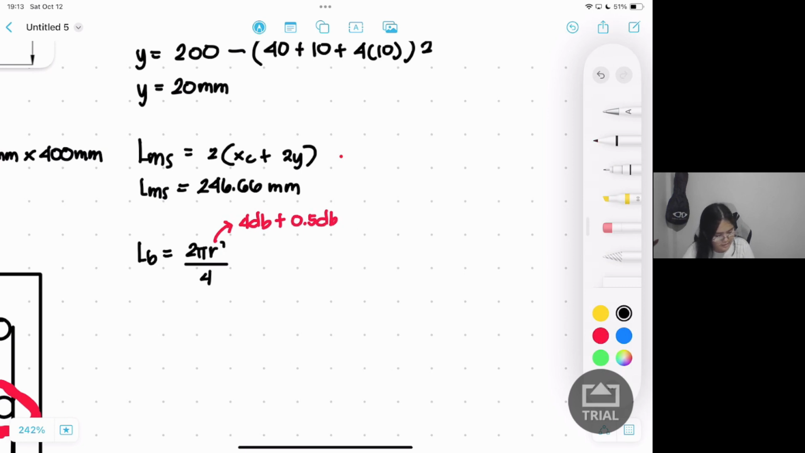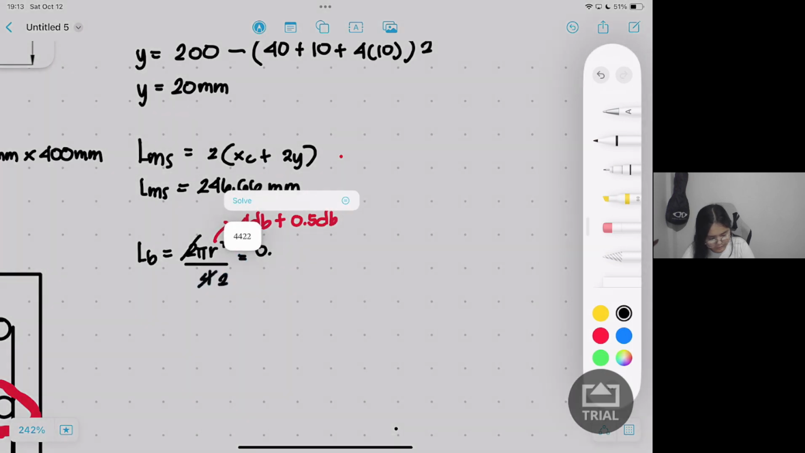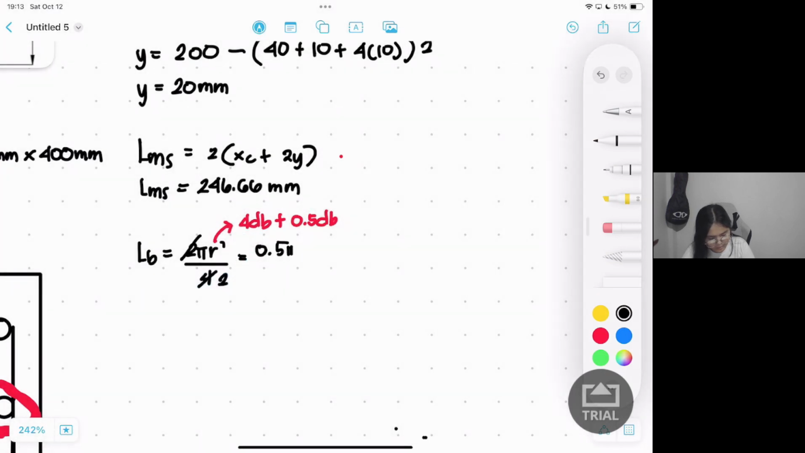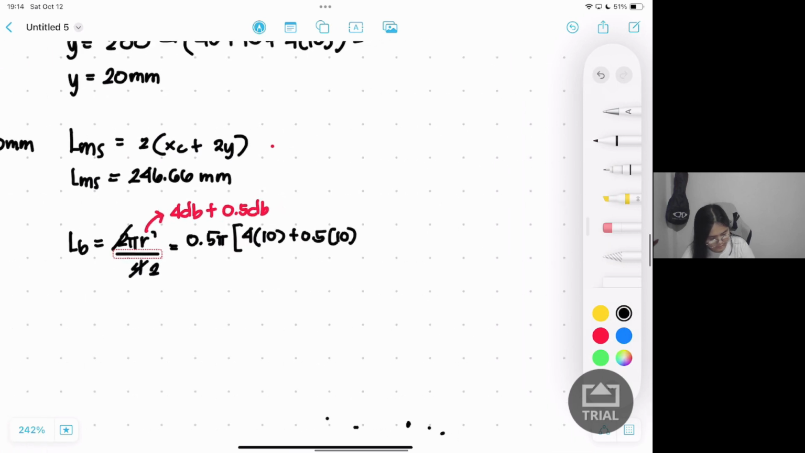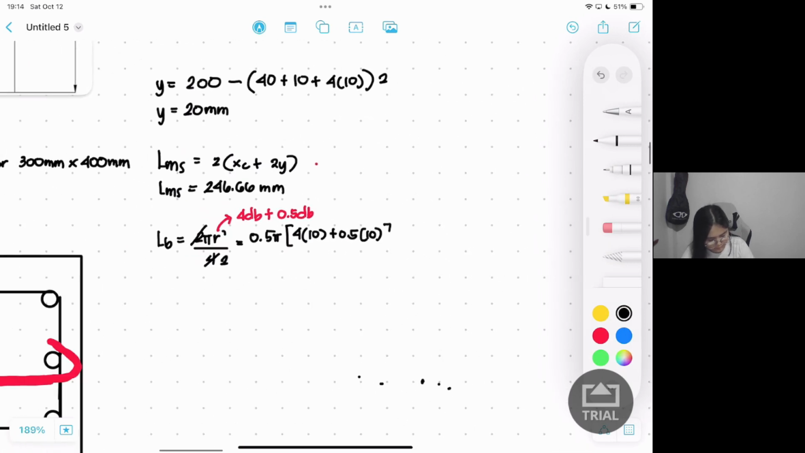So, that is, cancel na yan, divide by 2 na lang, 0.5 pi times 4 times 10 plus 0.5 ni 10. So, ang makukuha nyo yan, pag kinalculate nyo, 70.69 mm.